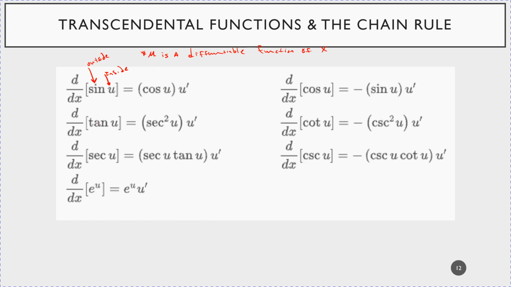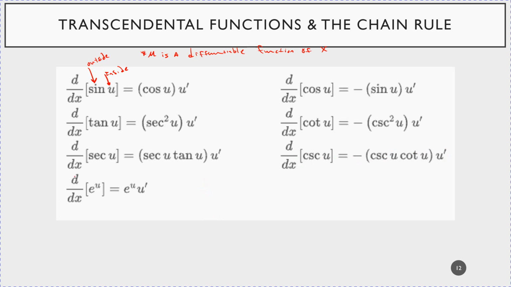It'd be the same thing for tangent. Tangent of u: the derivative of the outside is secant squared of u times the derivative of u, which is u prime. The derivative of secant u is secant u tangent u times u prime. The derivative of cosine of u is minus sine of u times u prime. The derivative of cotangent of u is minus cosecant squared of u times u prime. The derivative of cosecant of u is minus cosecant of u cotangent of u times u prime.